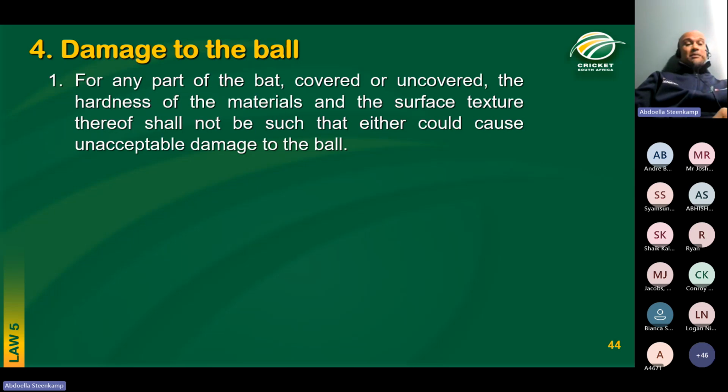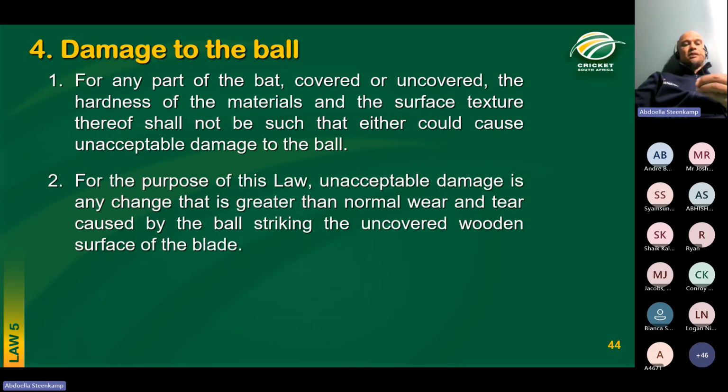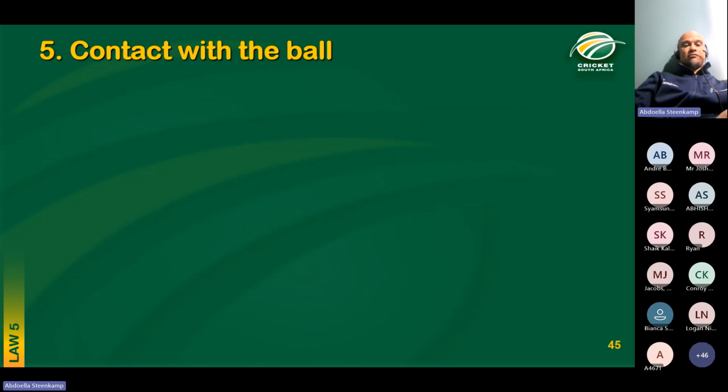Then when it comes to damage of the ball, for any part of the bat, covered or uncovered, the hardness of the materials and the surface texture shall not be of such a nature that it causes unacceptable damage to the ball. The law gives us an interpretation of what is unacceptable damage. It tells us that unacceptable damage is any change to the bat that is greater than normal wear and tear caused by the ball striking the uncovered wooden surface of the bat.